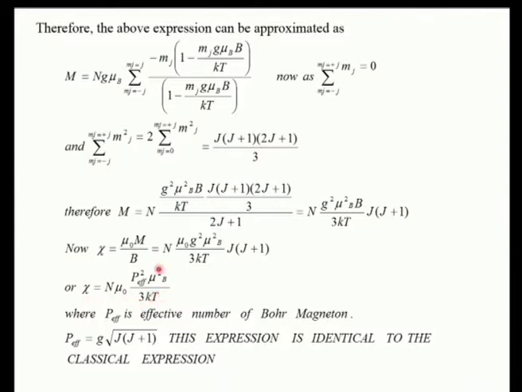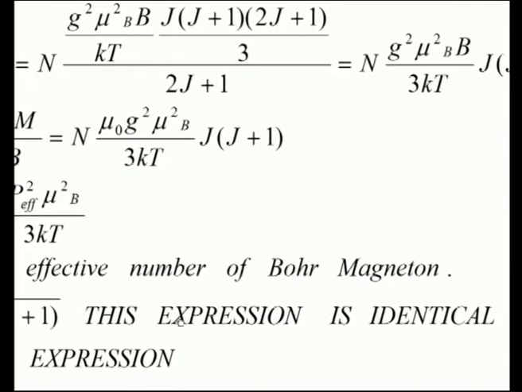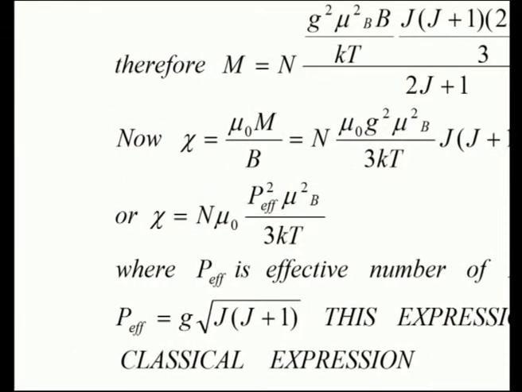So chi is again obtained to be proportional to 1 by T, that is, inversely proportional to the temperature, but some numerical values are slightly different, and there are other quantities like P effective, that is, the effective number of Bohr magnetons and so on. Bohr magneton is the quantized magnetic moment value for an electron.